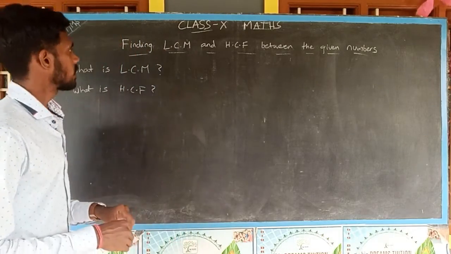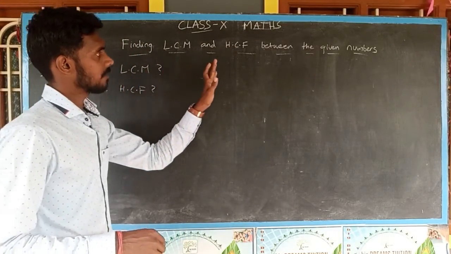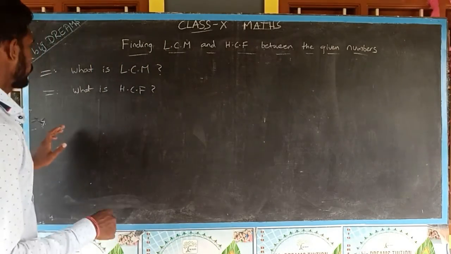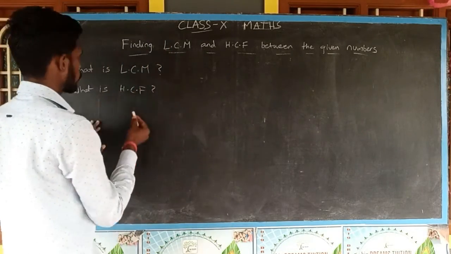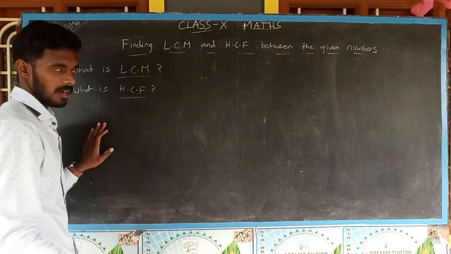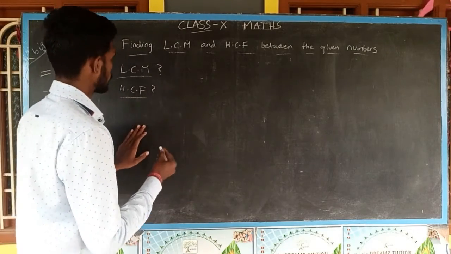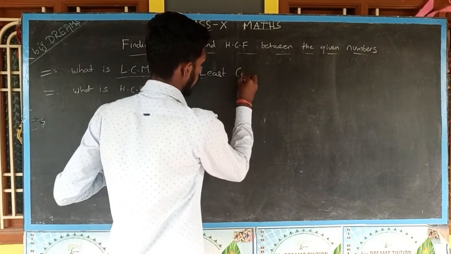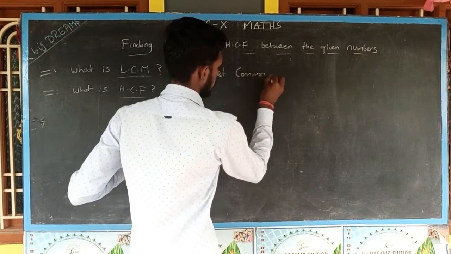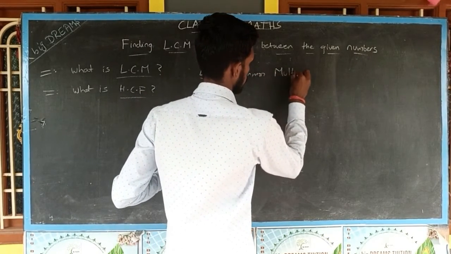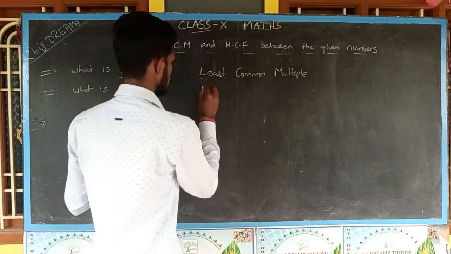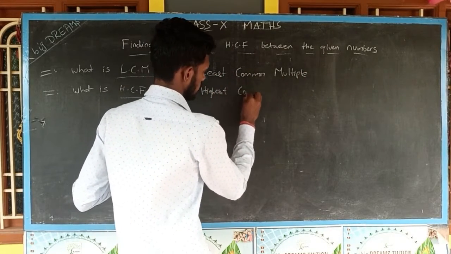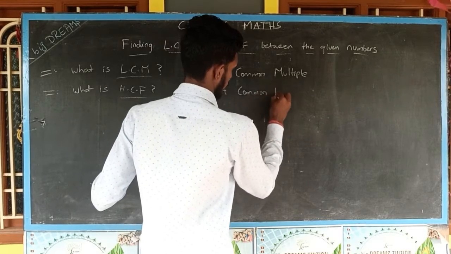Students, next we see how to find the LCM and HCF between the given two numbers using the prime factorization method. Before going into this topic, we have to know what LCM and HCF are. In your lower classes, you have studied. LCM is least common multiple, and HCF is highest common factor.